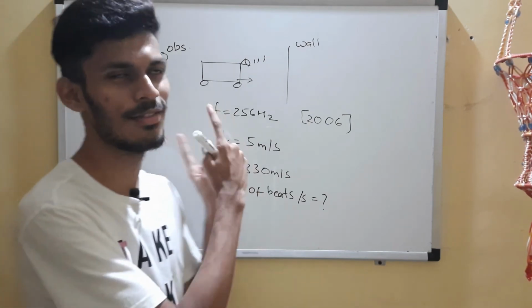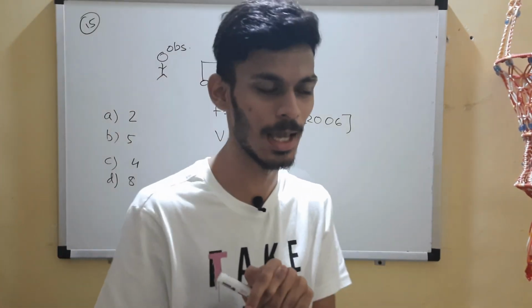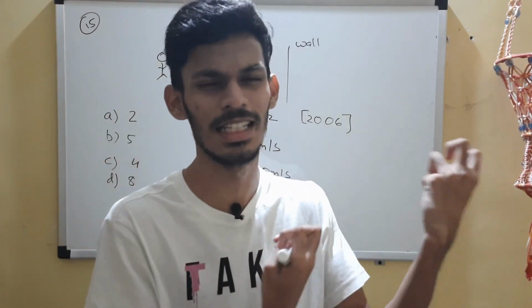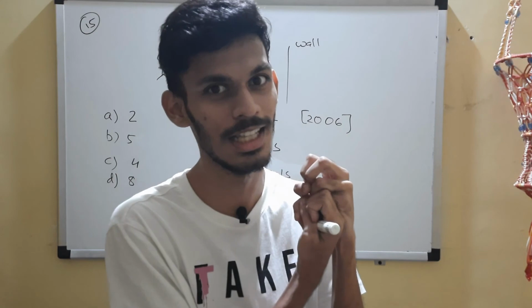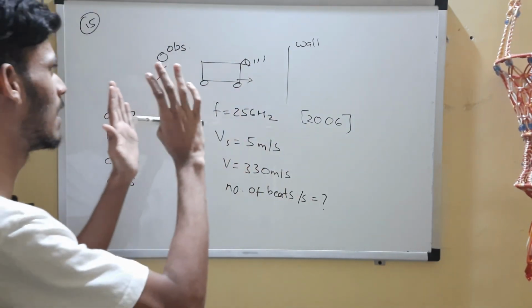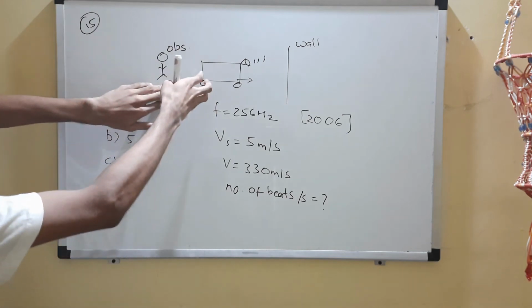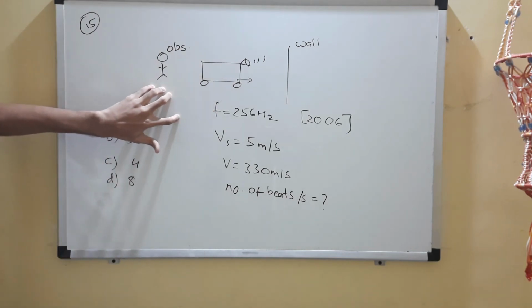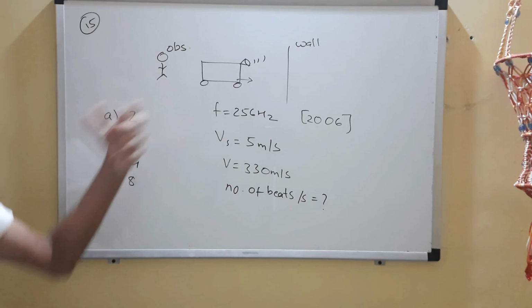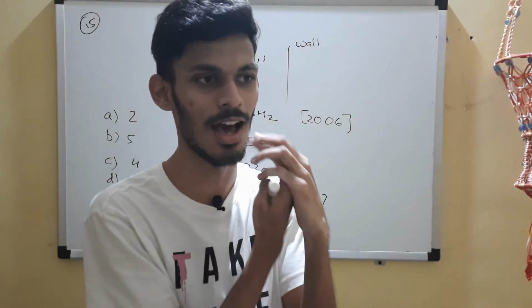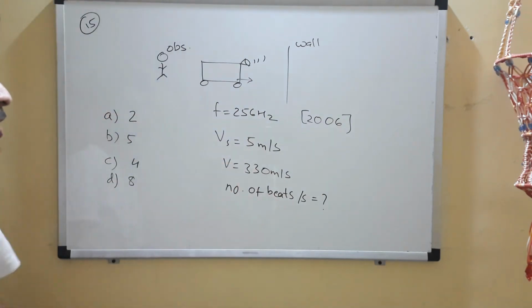First of all, why will that person hear beats? Are there two waves with different frequencies interacting over there? Actually there are, if you see. There are two waves interacting. The first wave is the wave which is directly coming from the source, and the second wave is the wave which is reflected from the wall. So these two waves are interacting and they are producing the beats.